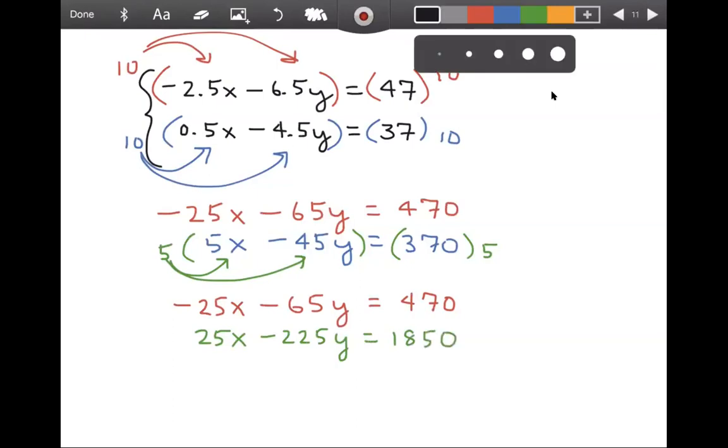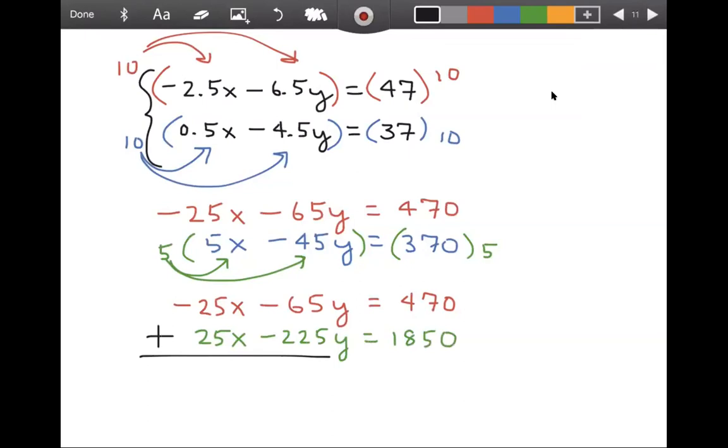All right, so now when I add these two together, the x's will drop out. That was the whole point. Negative 65y plus negative 225y is negative 290y. And 1850 plus 470 is 2,320. So if we divide both sides by negative 290, we get y equals negative 8.